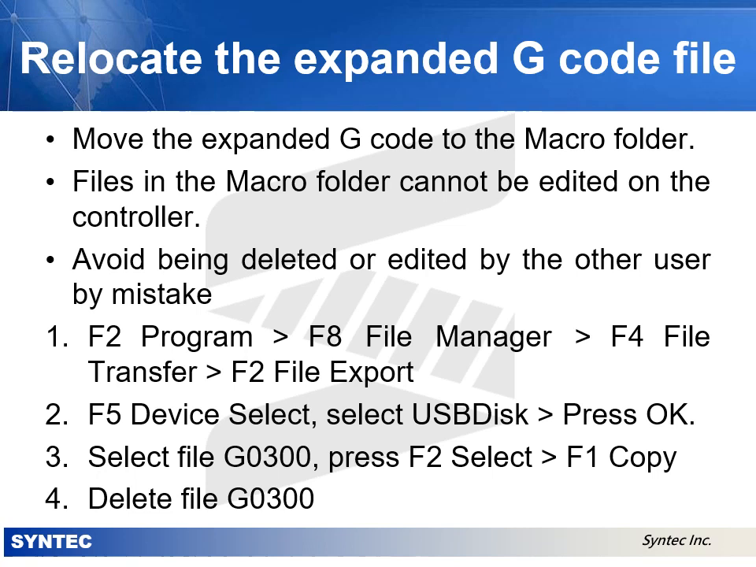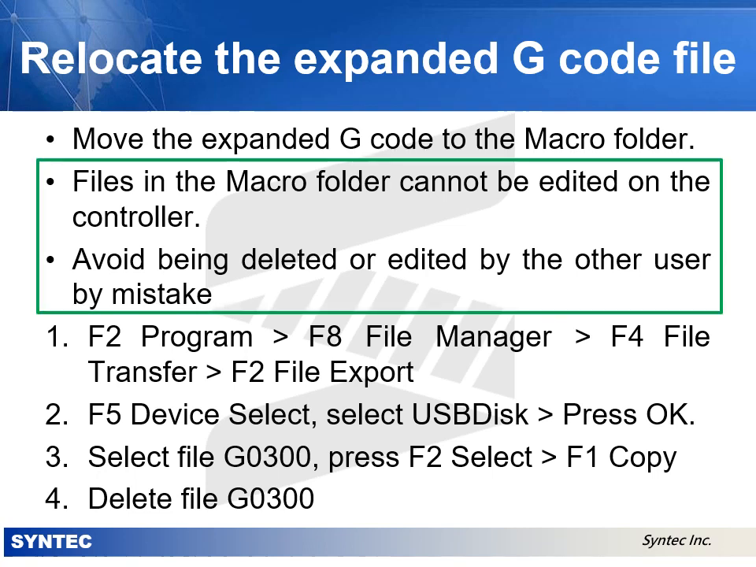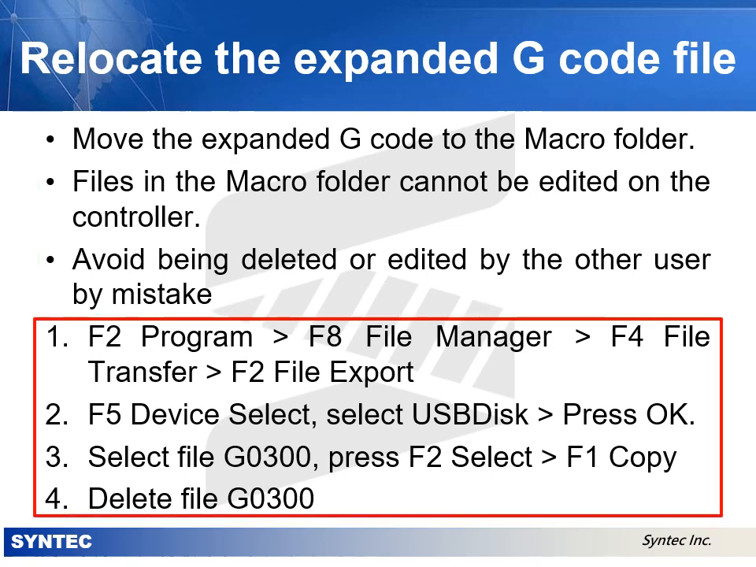After the expanded G code test, the next step is moving the expanded G code to the macro folder. Files in the macro folder cannot be edited on the controller, avoiding being deleted or edited by other users by mistake in the original NC file folder. Following the steps, you can copy the file to a USB flash disk and delete the original file G0300.